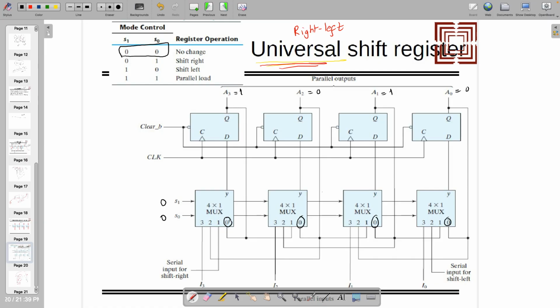In that case, 1 is coming here, 1 is going out. In this case, 0 is going out. In this case, 1 is going out. In this case, 0 is going out of the mux. 1 is fed over here. On the next clock cycle, on the positive edge of the clock, this 1 is going to be transferred to A3. The same is going to happen here. 0 is transferred over here, 1 is transferred over here, and 0 is transferred over here.